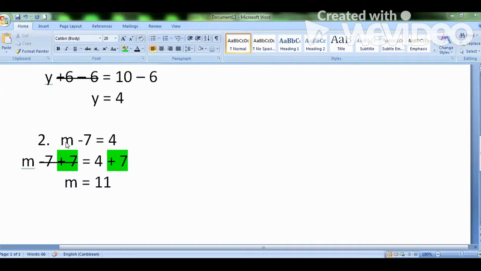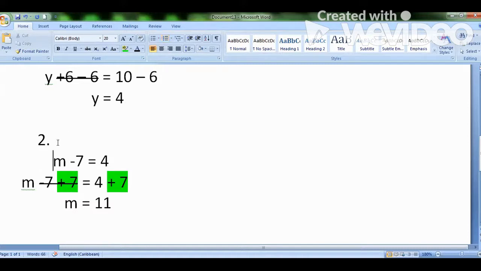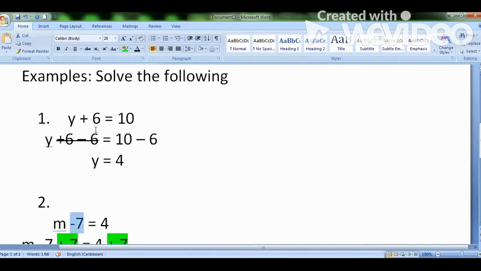All right, so this is the question. So I want m. This is the left-hand side. This is the right-hand side. It's an equation because of the equal sign. If I want m, I don't want this. The 4 is all right. The -7 is a problem, just like over here, the +6 was a problem.